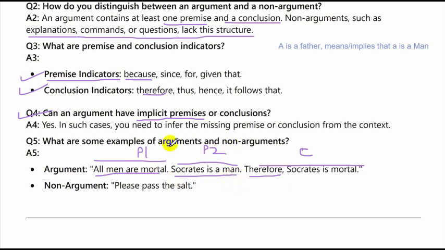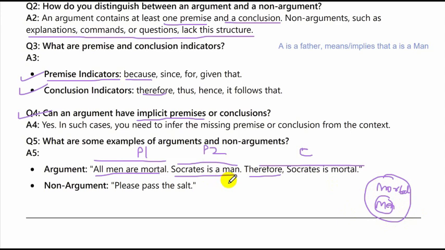So this can be looked at through a Venn diagram also. I'll just quickly show you the Venn diagram. When we say all men are mortals, all men are coming in the mortal class or mortal category.